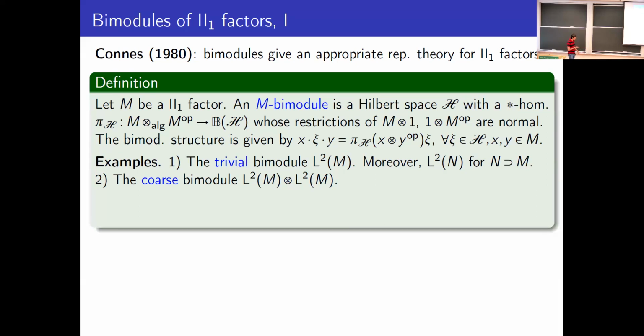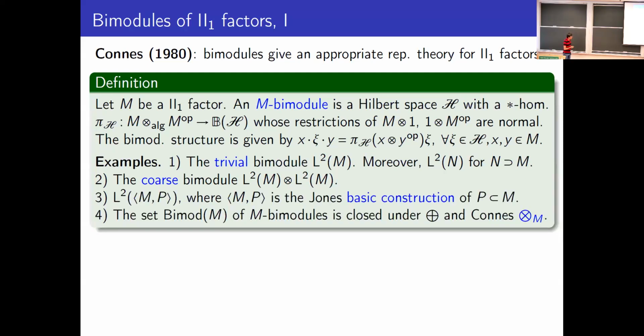And also a second very important example is the coarse bimodule, L2 of M tensor L2 of M. Here M acts by left multiplication on the first tensor and by right multiplication on the second tensor. This is quite different from the trivial bimodule.